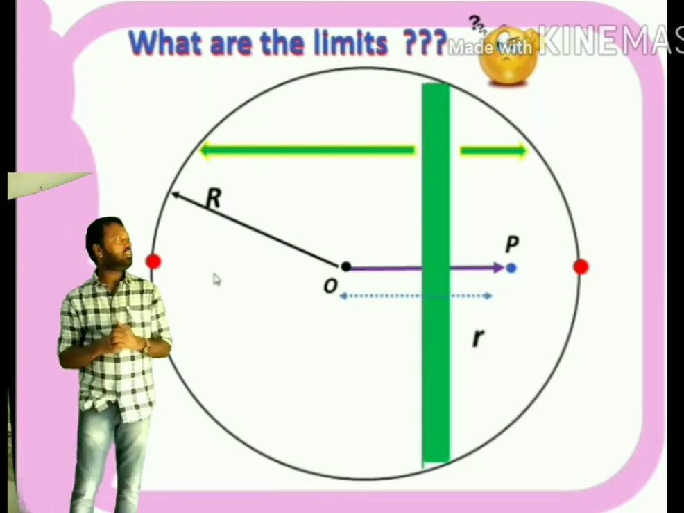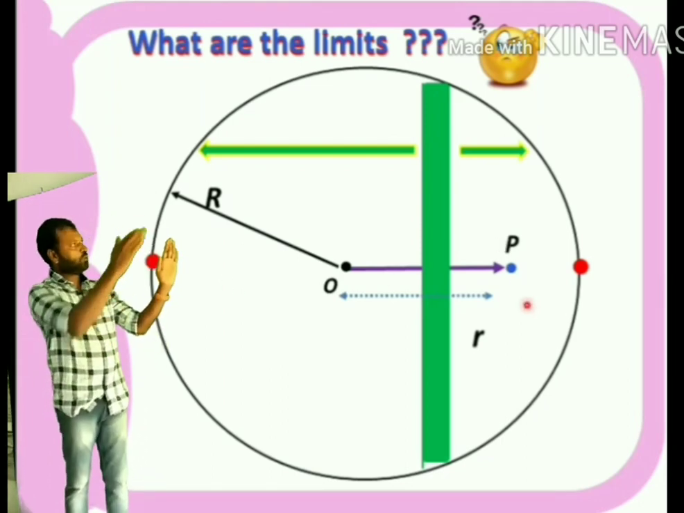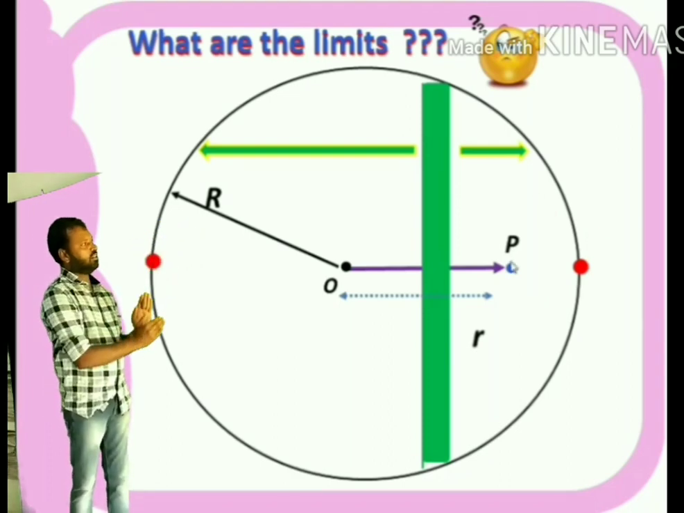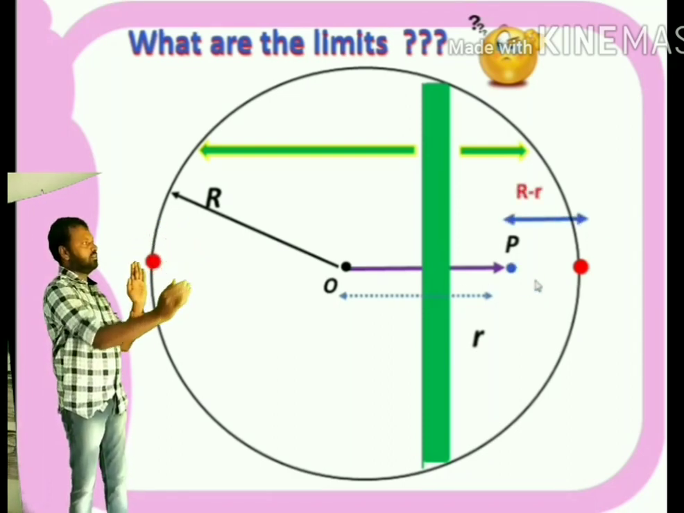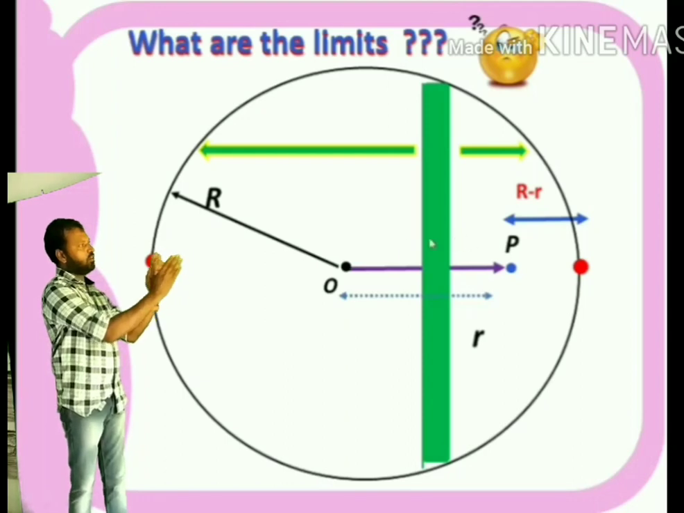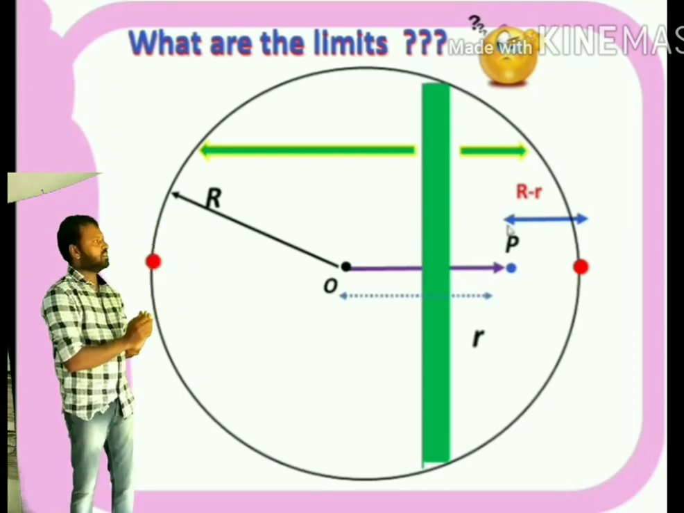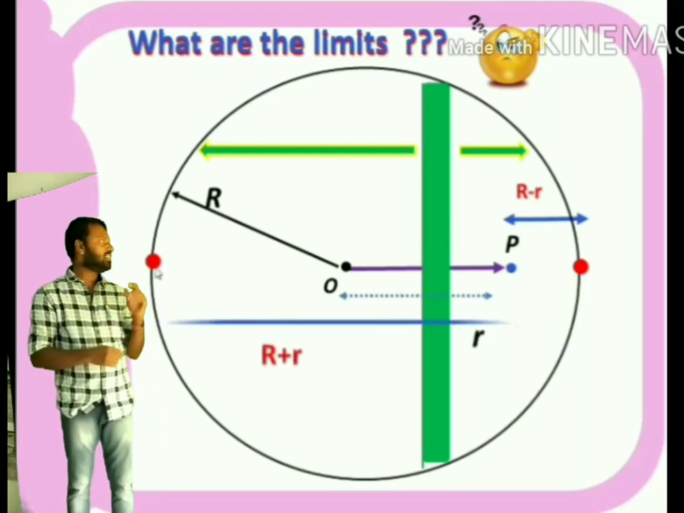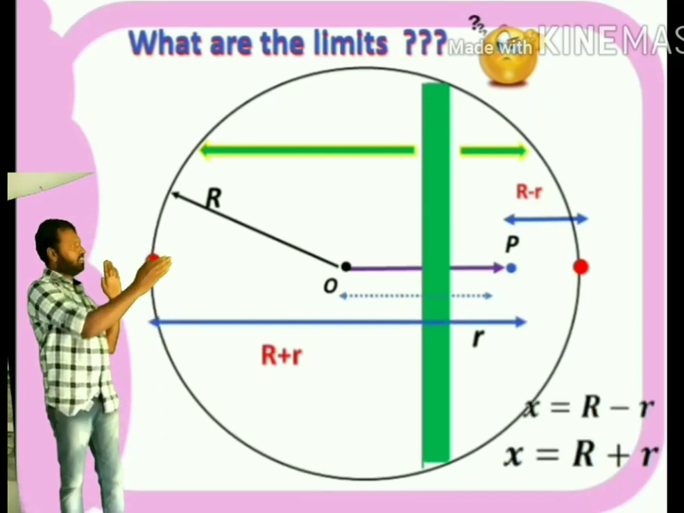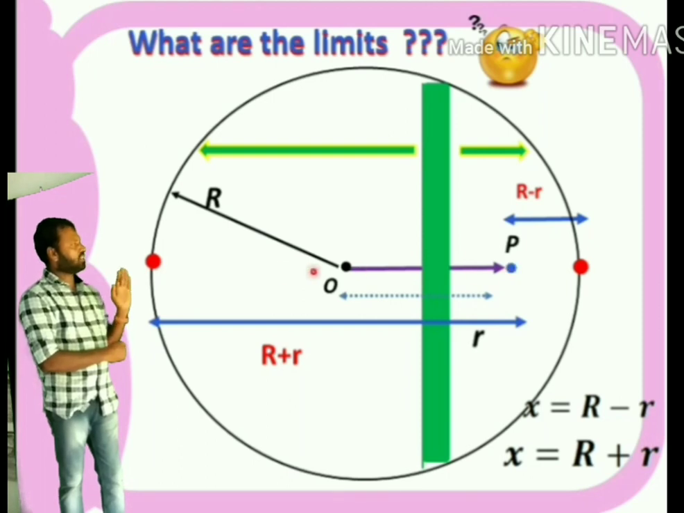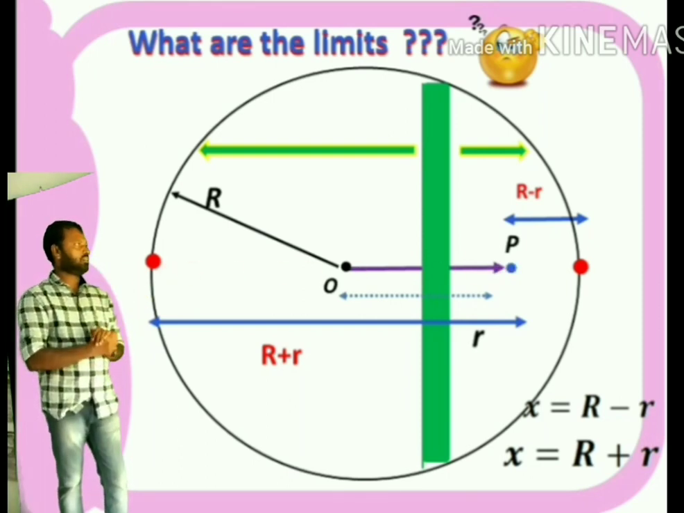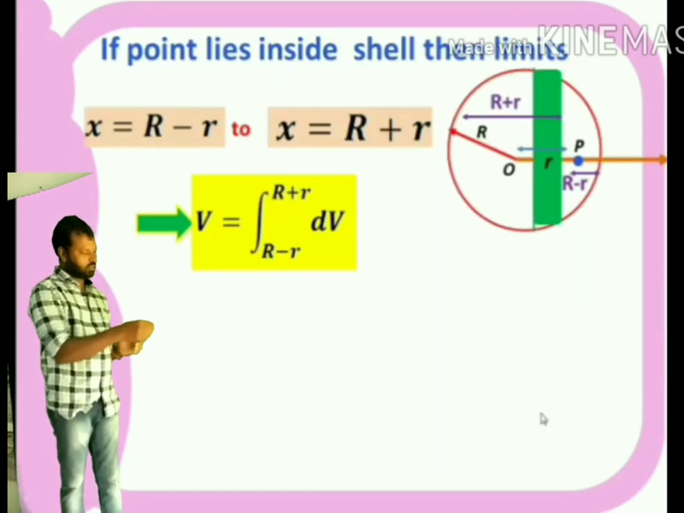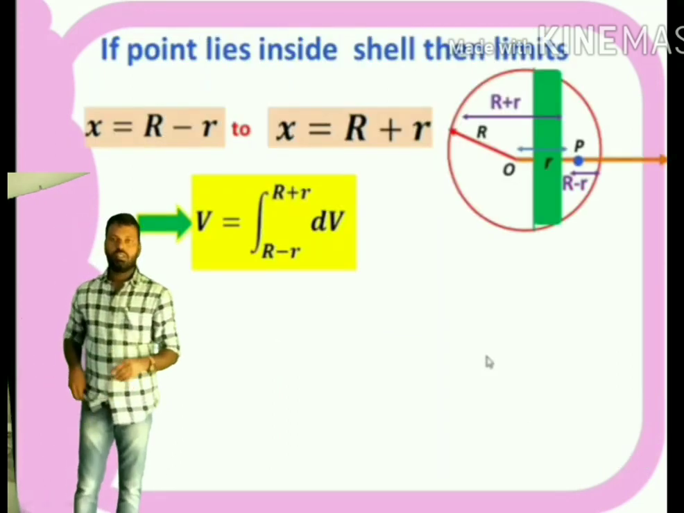Now tell me, what is the distance between the point and the right end? The distance between the point and the right end is capital R minus small r, because capital R is the radius of the shell and small r is the distance between O and P. Similarly, what is the distance between the point and the left end? That gives you capital R plus small r. So now my limits are x equal to capital R minus small r to capital R plus small r.